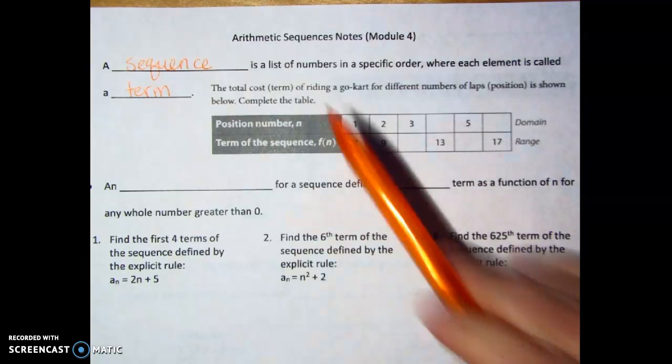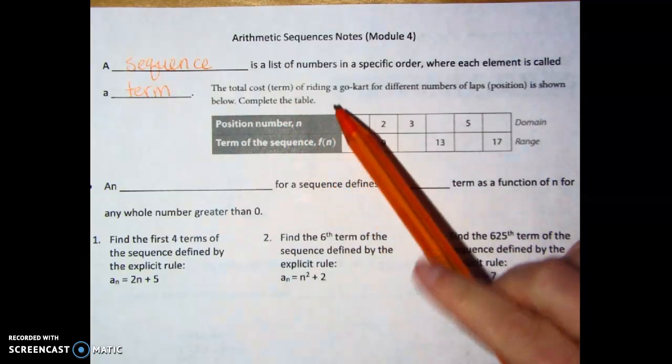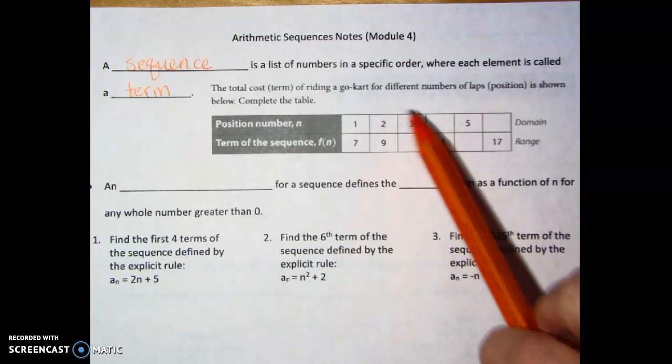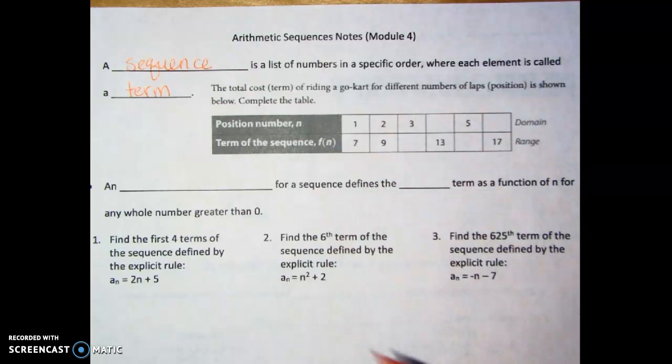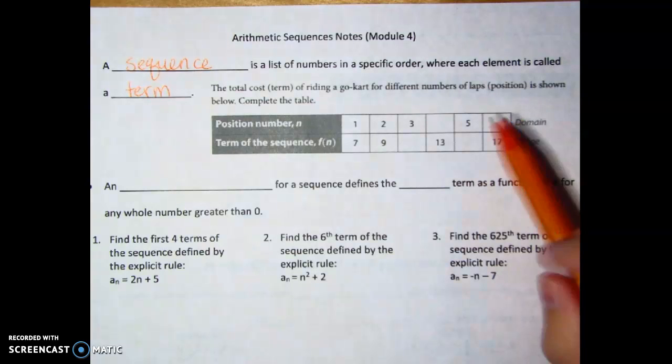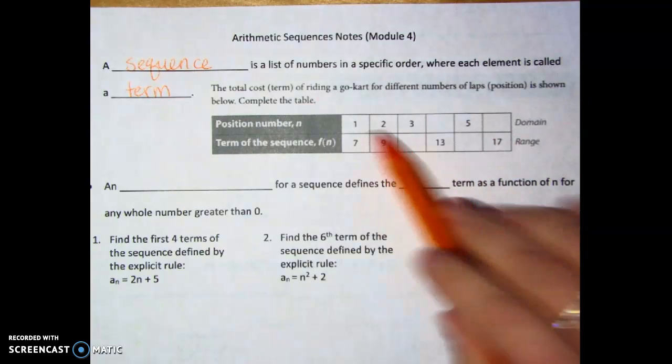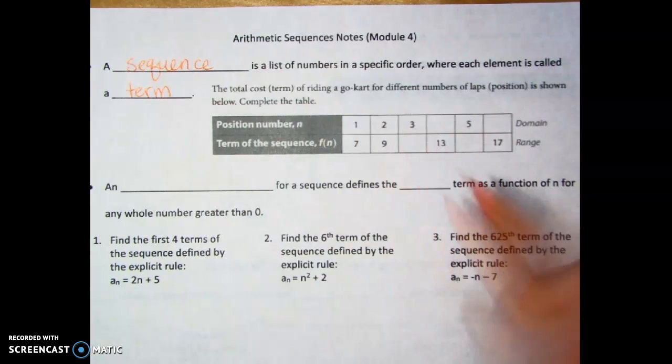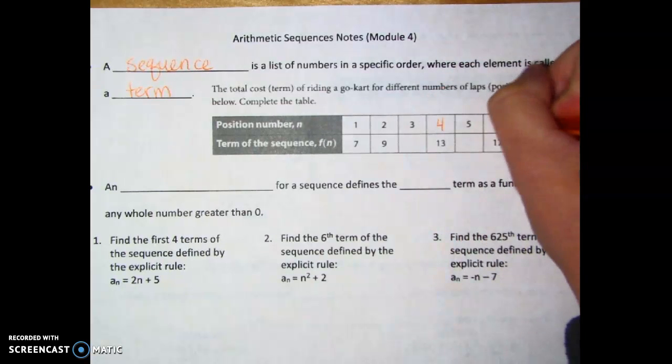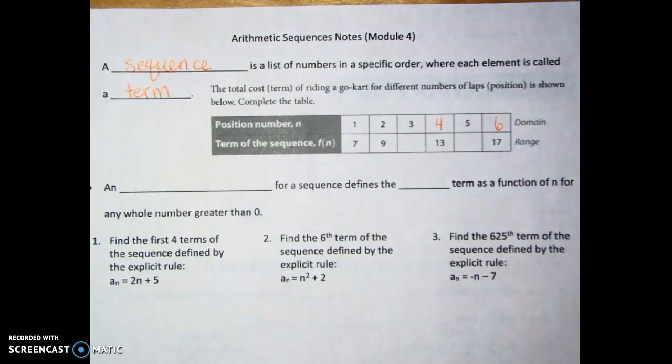Okay, so over here it says the total cost or term of riding a go-kart for different numbers of laps is shown below. Complete the table. So hopefully you see that these are going by ones. Okay, 1, 2, 3, 4, 5, and 6. Okay, that was the easy part.